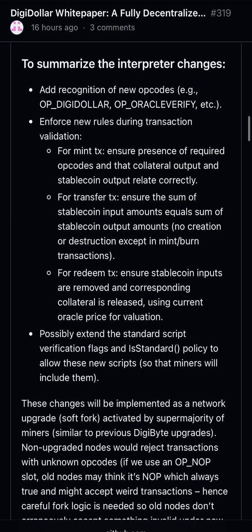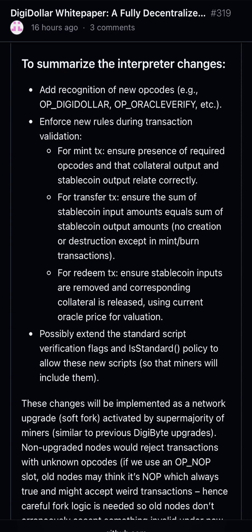To summarize the interpreter changes: add recognition of new opcodes, e.g., OP_DIGIDOLLAR, OP_ORACLE_VERIFY, etc. Enforce new rules during transaction validation. For Mint TX, ensure presence of required opcodes, and that the collateral output and stablecoin output relate correctly. For Transfer TX, ensure the sum of stablecoin input amounts equals the sum of stablecoin output amounts, with no creation or destruction except in mint/burn transactions. For Redeem TX, ensure stablecoin inputs are removed and corresponding collateral is released, using the current oracle price for valuation.